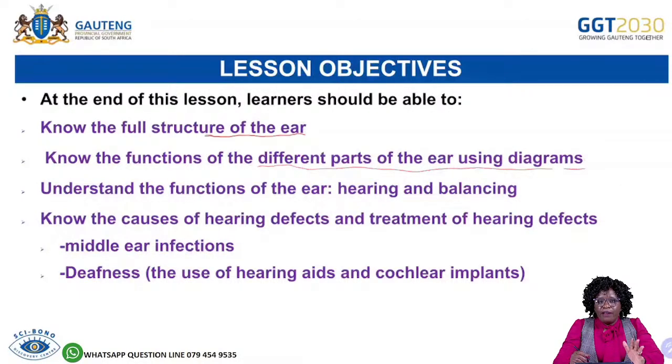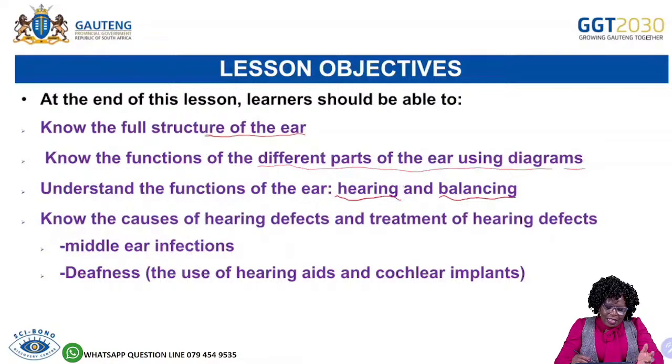As we know that in life sciences, we focus on diagrams and we look at the labels and we look at the functions. That is what you are going to be able to understand and answer at the end of this lesson. Learners must also be able to understand the functions of the ear, and there are two functions of the ear, and these functions are hearing and balancing. Learners must know the causes of hearing defects and treatment of these hearing defects.